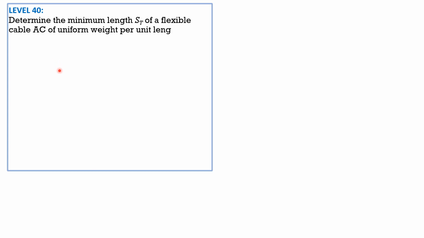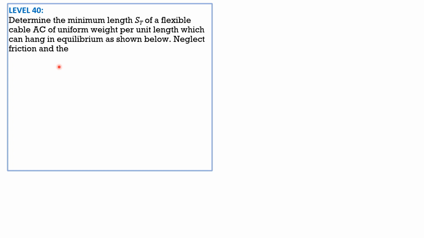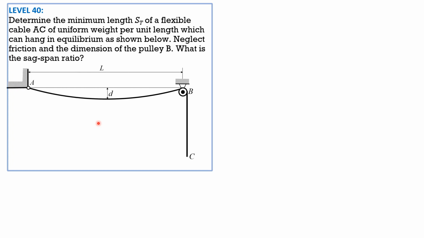Determine the minimum length S sub T of a flexible cable AC of uniform weight per unit length which can hang in equilibrium as shown below. Neglect friction and that is the dimension of the pulley B. What is the sag to span ratio? So here is the given figure. And the condition is to determine the minimum length, total length of this cable, which is 2 times s if we denote this by s and s, so 2s plus the length of portion BC.